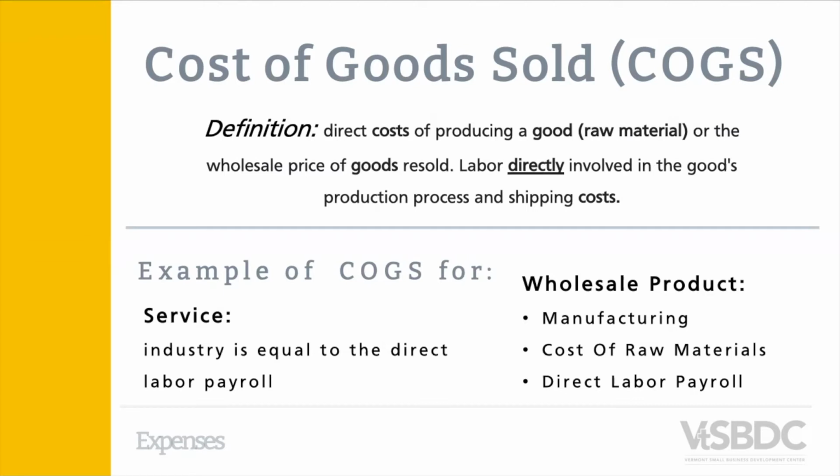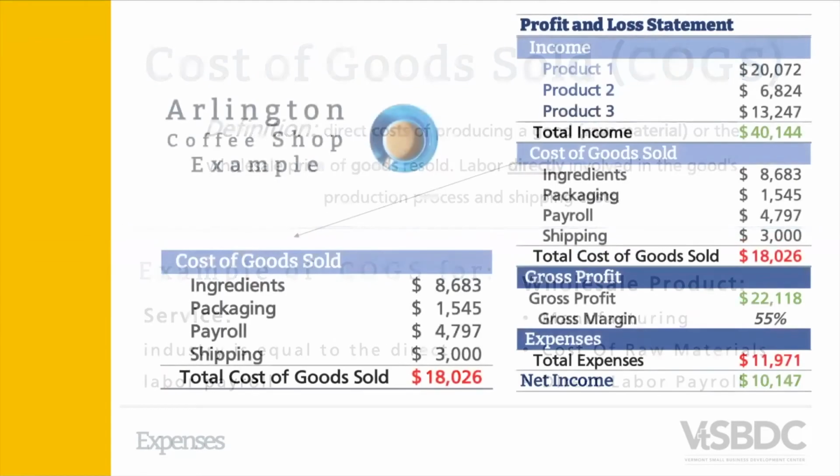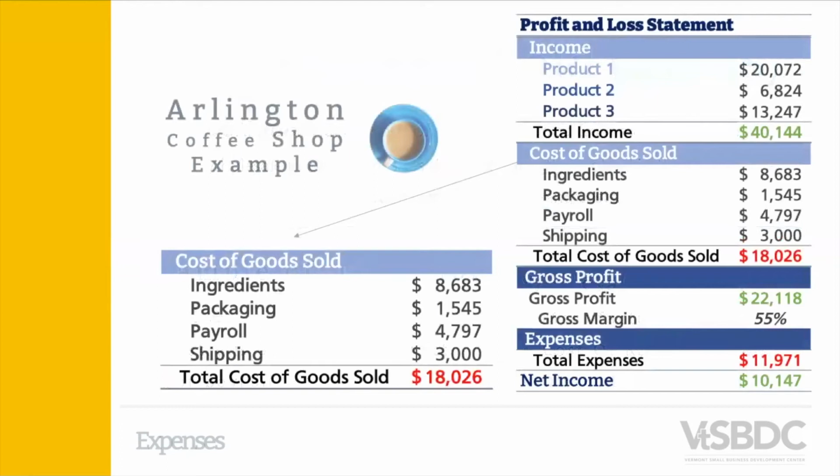Next, we'll take a peek at what this cost might look like in a typical business. Okay, we're looking at a simple profit and loss statement for the Arlington coffee shop here. The cost of goods section has been blown up so we can take a better look at it. Now, each of the income product lines here have separate sales numbers, and there would be a corresponding cost of goods sold line perhaps for each of those sales numbers.